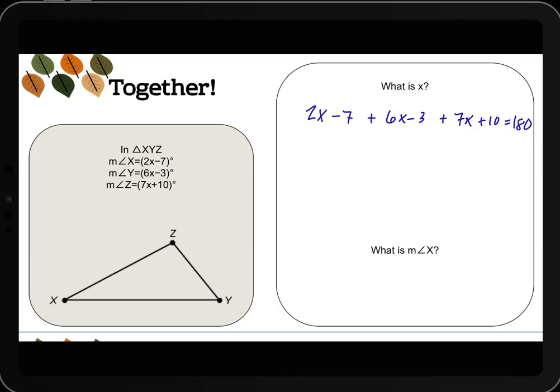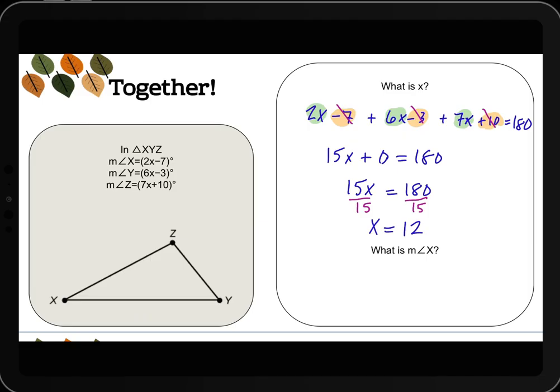degrees. I recognize that the 2x, the 6x, and the 7x are like terms, while the negative 7, the negative 3, and the positive 10 are like terms. So I can combine those together to get 15x, and it just so happens that minus 7, minus 3, and positive 10 actually cancel each other out. So in other words, I have nothing there, it's plus 0. So we just have 15x is equal to 180, and I can go ahead and divide by 15 to get a value of x equals 12.